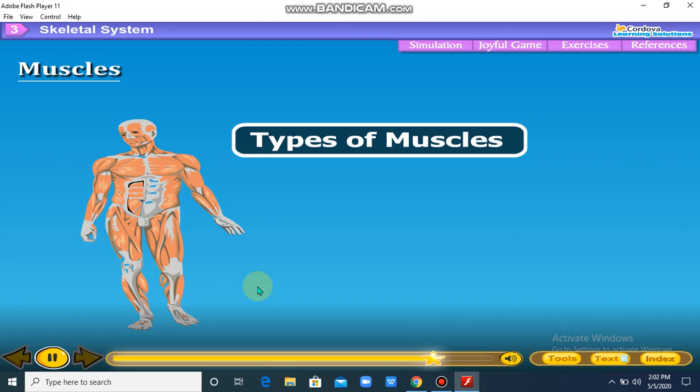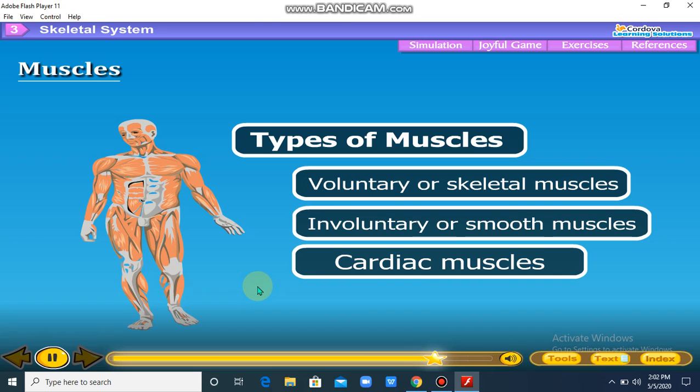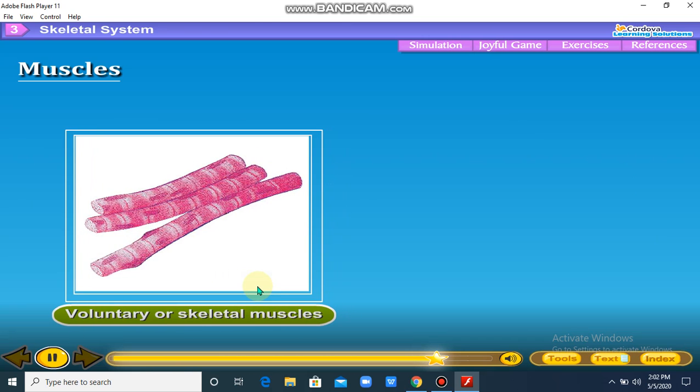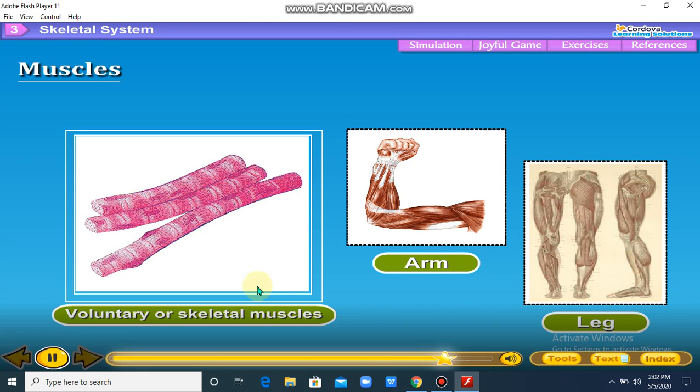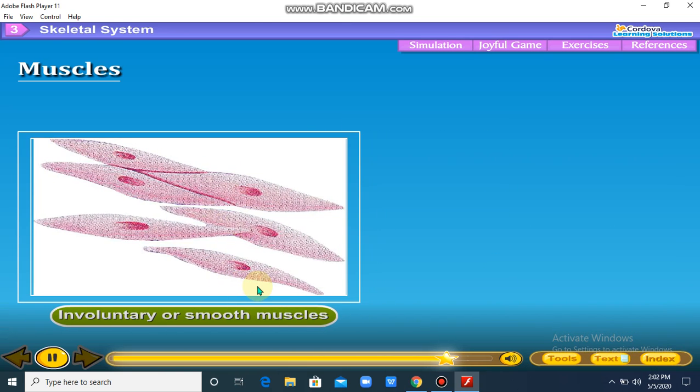Types of muscles. Our body has three types of muscles. 1. Voluntary or skeletal muscles. The muscles that are under our control are called voluntary muscles. Muscles in our arms and legs are examples of voluntary muscles. 2. Involuntary or smooth muscles. The muscles that work but are not under our control are called involuntary muscles. They work automatically. Muscles in our stomach and intestine are involuntary muscles.